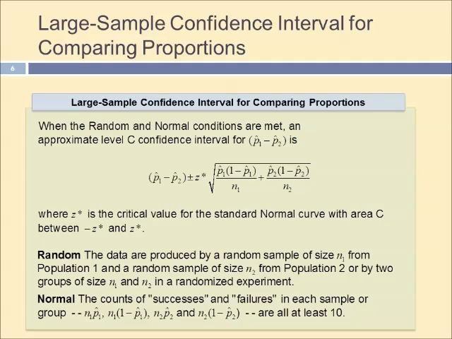So when the random and normal conditions are met, an approximate level C confidence interval is given by the difference in the sample proportions plus or minus a margin of error, which is the critical z-value associated with the confidence level, times the standard error. The data are produced by a random sample of size n1 from population 1 and a random sample of size n2 from population 2. The counts of successes and failures in each sample must be at least 10, all of them. So we have 4 values to check.